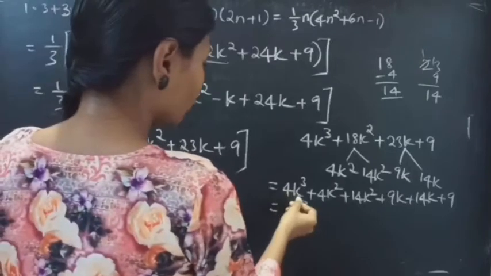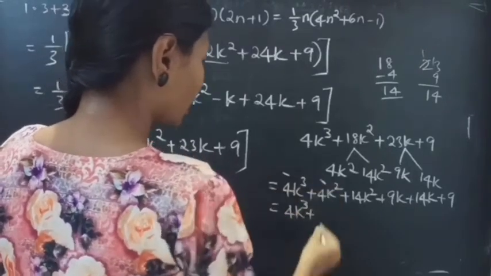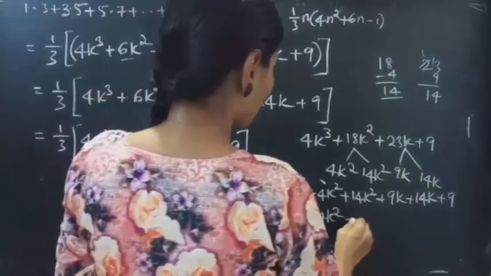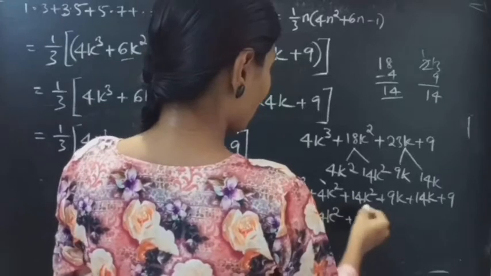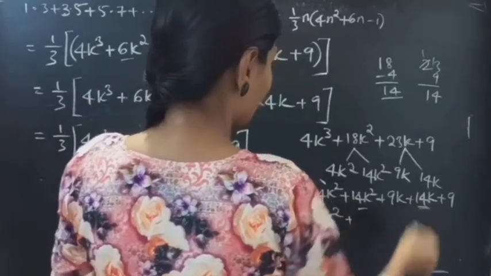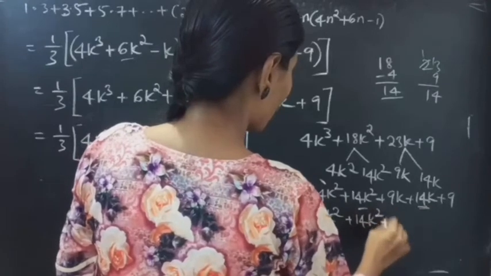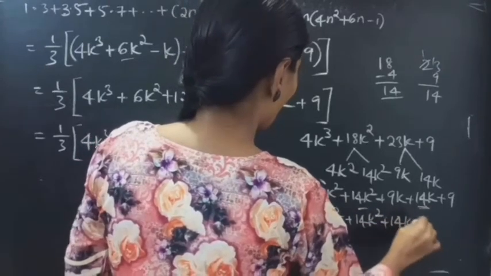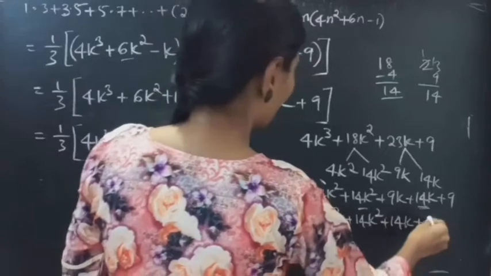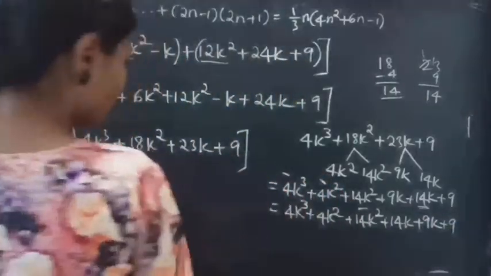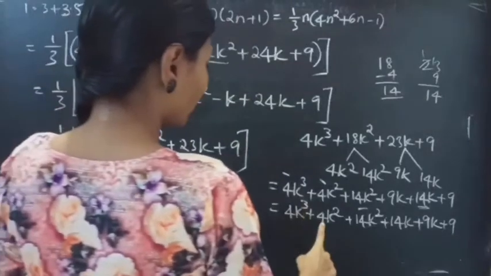So you have 4k cube and 4k square. So first we will be writing these two. Plus next you are having 14k square. So write the terms containing 14. We will get 14k square plus 14k. And finally terms containing 9: 9k plus 9. So you are having 4k cube and 4k square, right?